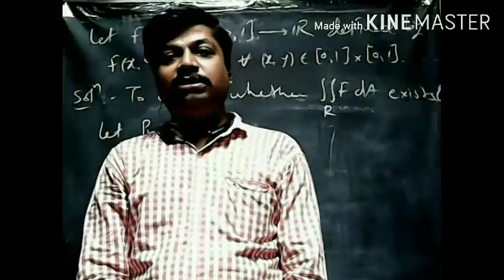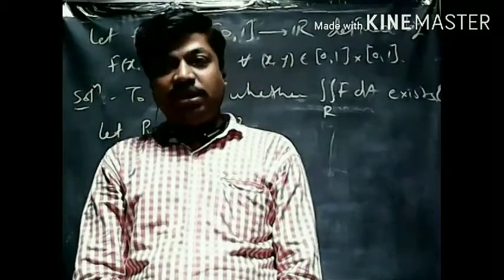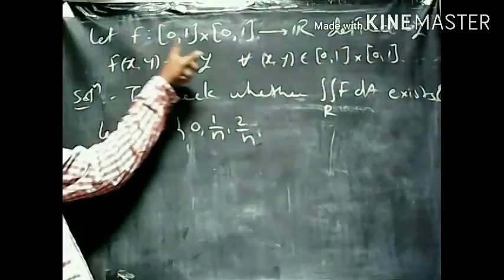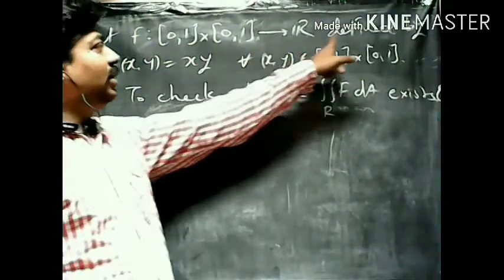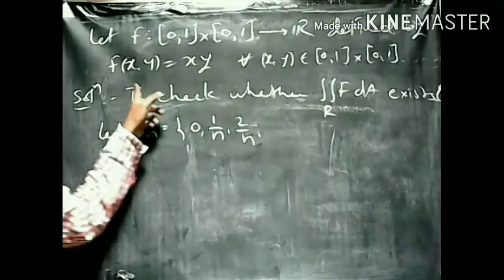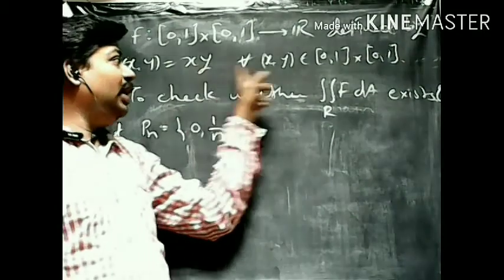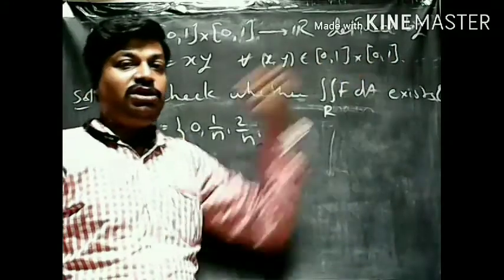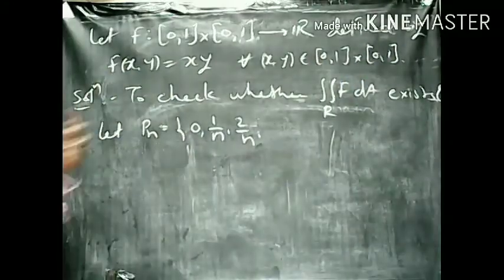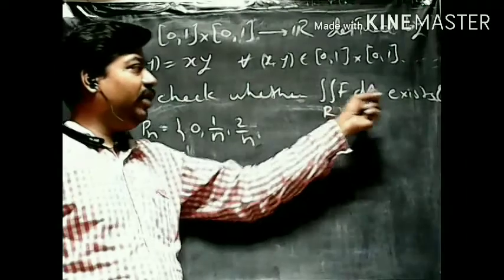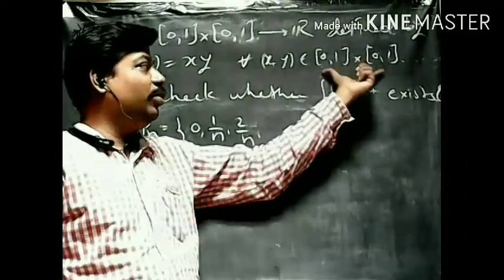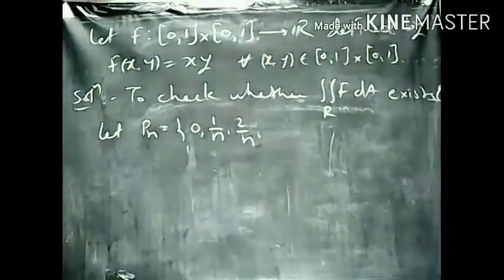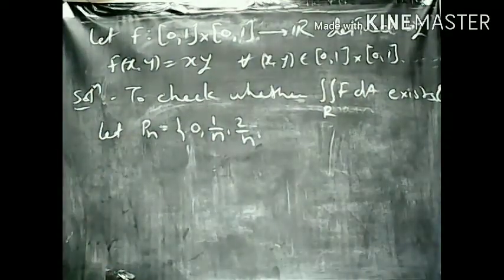Hello, my dear student. Let us look at one more example of double integration. Let f from [0,1] cross [0,1] to R be defined by f(x,y) = x·y for every ordered pair (x,y) belonging to [0,1] cross [0,1]. To check whether the double integral of f dA over R, where R is this domain [0,1] cross [0,1], exists or not, we will apply the definition.